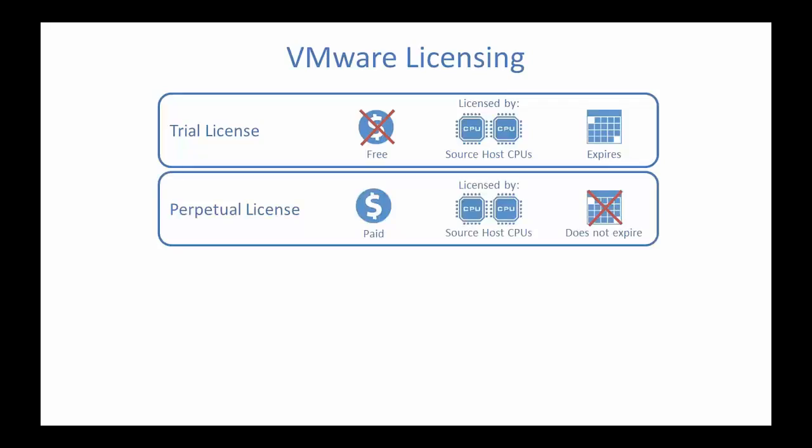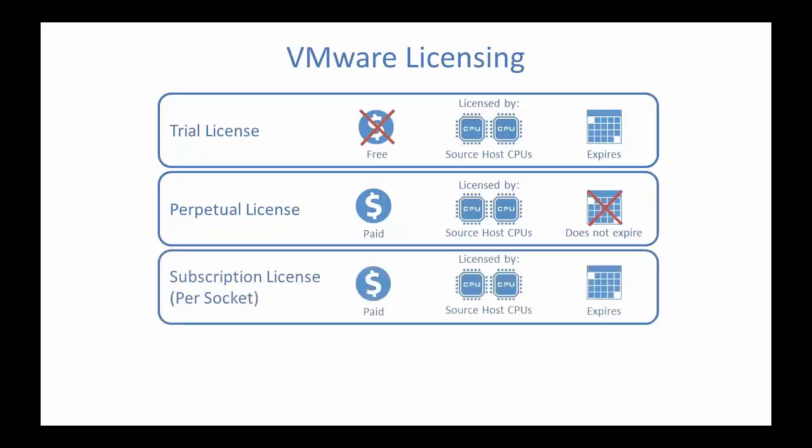The perpetual license is the standard paid license for NAKIVO Backup and Replication. It's also licensed by source host CPU socket, it's paid, and it does not expire at all. When you buy such a license, you buy it forever, and all you can buy later is just the maintenance renewal, basically support and upgrades.